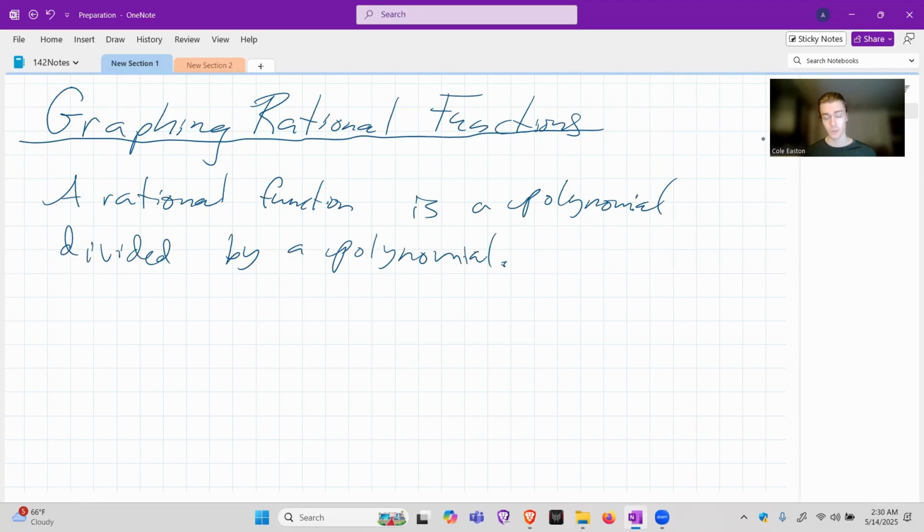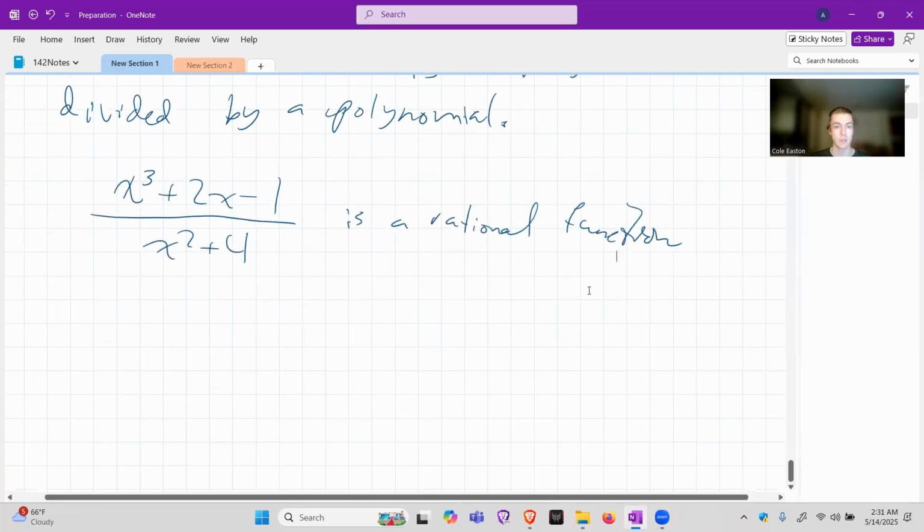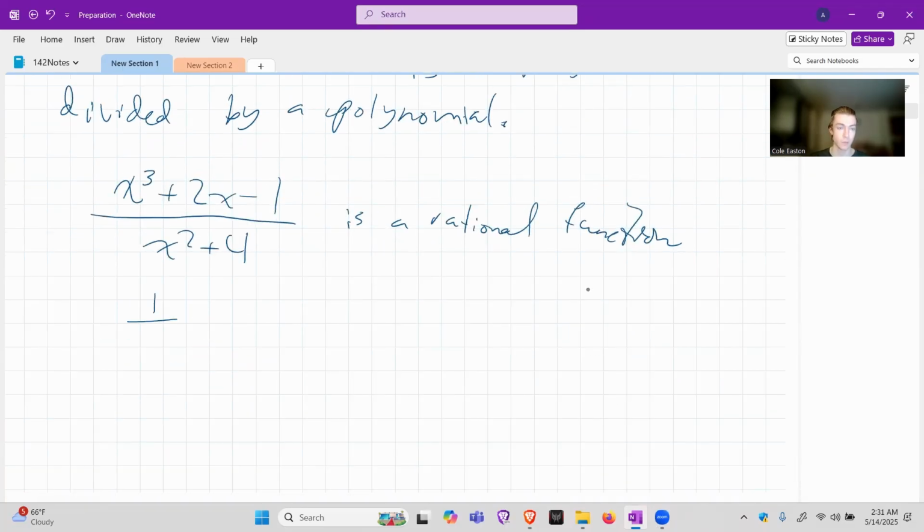Now, notice that, for example, 1 is a polynomial. So any polynomial is a polynomial divided by 1. And so any polynomial is a rational function. But rational functions are a much broader class of functions. So, for example, we could say x cubed plus 2x minus 1 over x squared plus 4 is a rational function. Another example, 1 over x is a rational function.